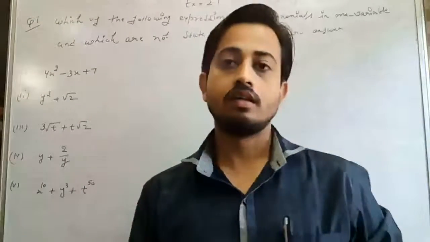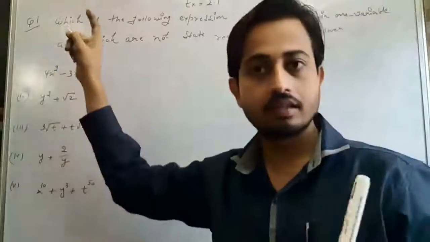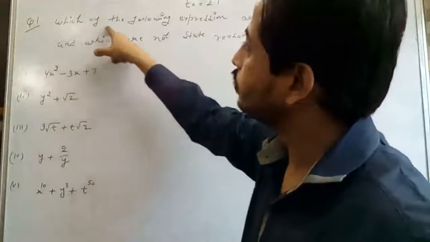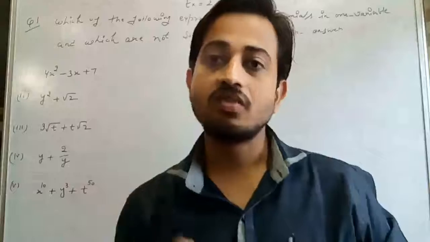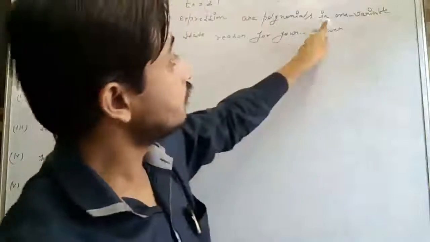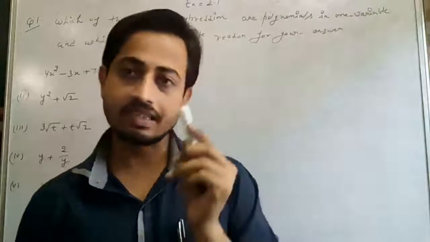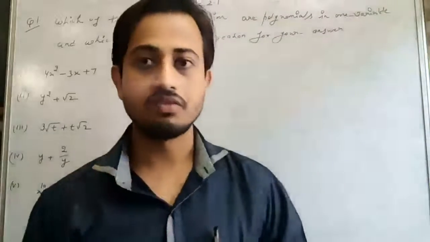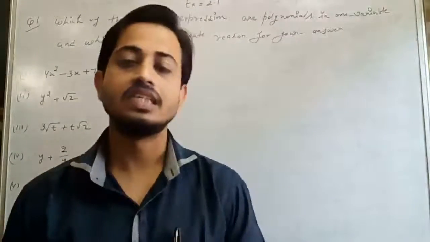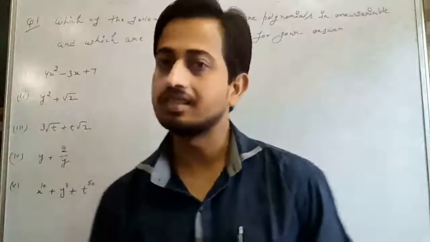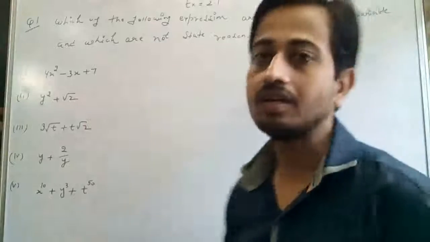Now I am going to start our exercise 2.1. This is your question number first. Please make a statement. Which of the following expressions are polynomials in one variable? It means you have to tell which one is a polynomial. I already explained this concept. You have to look at the number of variables. If the number of variables in any polynomial is 1, then it is a one variable form. Otherwise, it is not. State reasons for your answer.